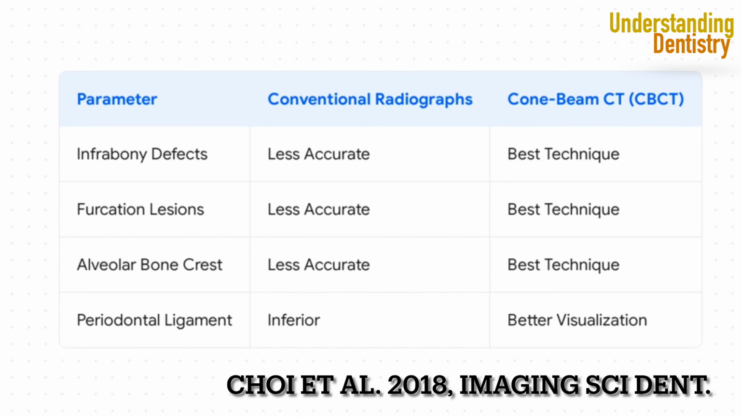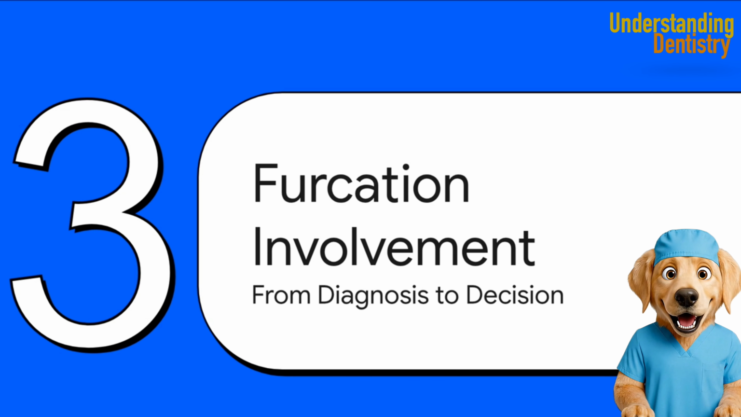This table from a big systematic review of 13 studies really just pulls it all together. The conclusion is just undeniable. For assessing infrabony defects, for furcation lesions, for the alveolar bone crest, you name it, CBCT simply gives us a much clearer picture. So now that we're clear on how we can see the problem better, let's zoom in on one of the toughest clinical situations where this really matters, diagnosing and, more importantly, managing the furcation-involved molar.